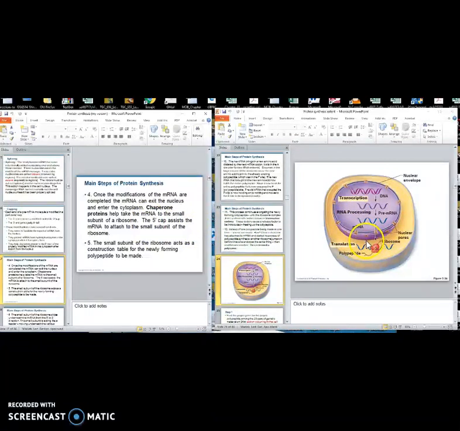Then once you get here in the cytoplasm, some proteins called chaperone proteins will help take the messenger RNA to the small subunit of the ribosome. So it's going to initially attach on the small subunit of the ribosome. The small subunit of the ribosome acts as a construction table for the newly forming polypeptide to be made. Okay? So we're going to end right here at that step there.